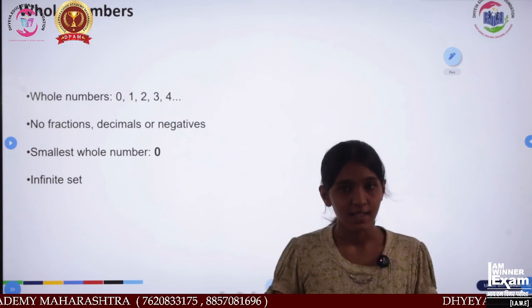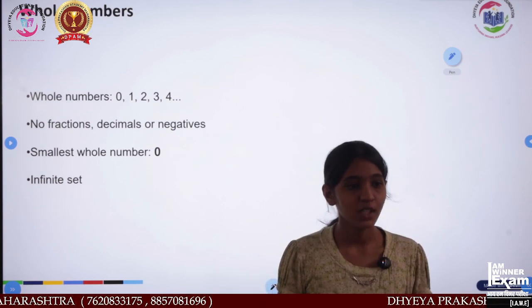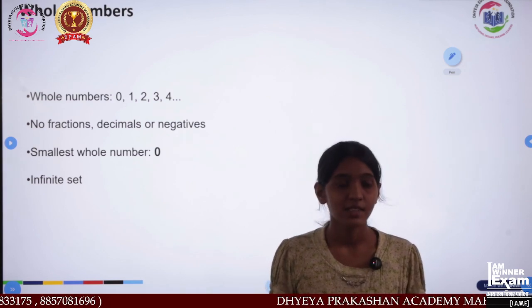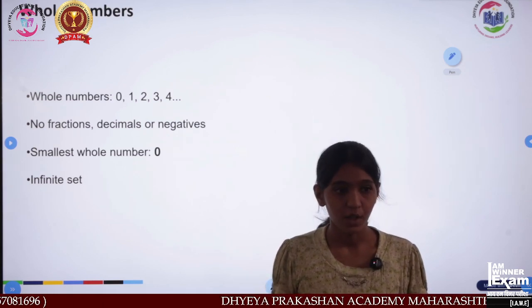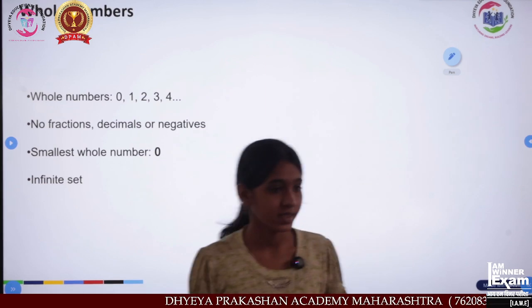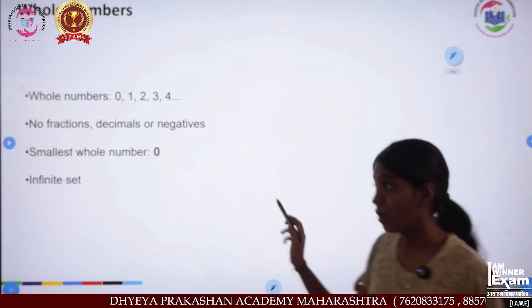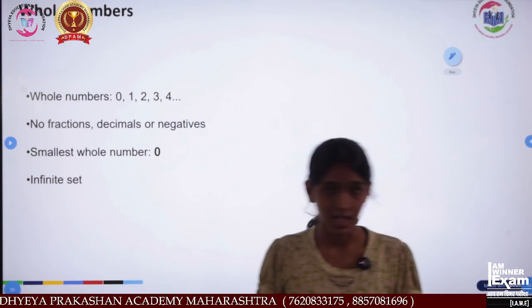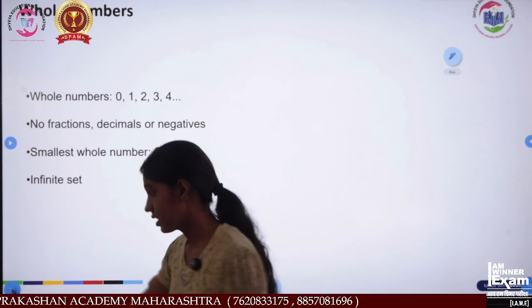If I ask a question, what is the smallest whole number? Then the answer is 0, because the whole number system starts from 0 and it is an infinite set. Remember this, it is an infinite set.